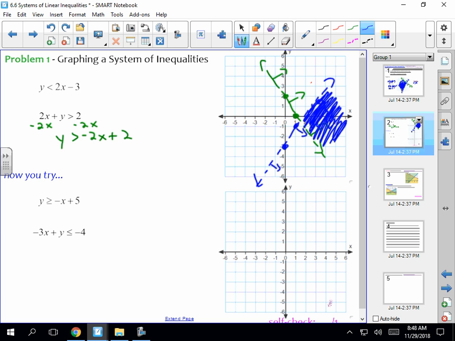4, 1, 2, 1, 2, 3. Yeah, (4, 1) would definitely be in there. (4, 1). So a solution, something in the solution set, would be (4, 1).